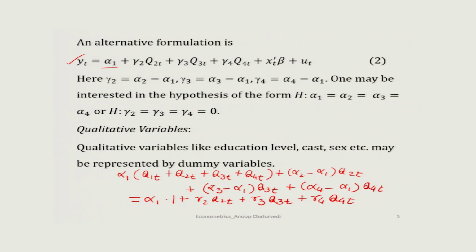Then one may also be interested in the hypothesis of the form H: alpha 1 equal to alpha 2 equal to alpha 3 equal to alpha 4. Or this hypothesis is equivalent to saying that gamma 2 equal to gamma 3 equal to gamma 4 equal to 0 for this model. Now, if you are using the previous formulation, then you test this hypothesis. If you are using this formulation, then you test this hypothesis. And these hypotheses mean the effect of four quarters are the same. And you can use the set of linear hypotheses of the form R beta equal to small r to test these hypotheses.